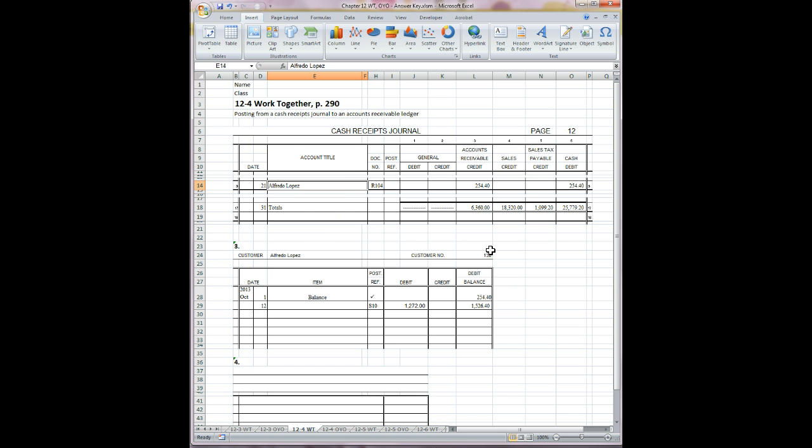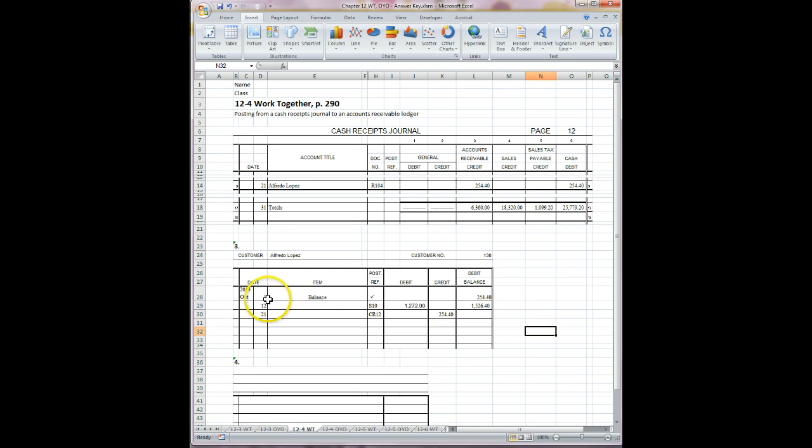Okay, so we are journaling line 9, right? That's right here. So this is on the 21st of October, so we're going to come in and put 21. Our post ref is going to be the page in the journal that it came from. It came from Cash Receipts Journal, page 12, right? Cash Receipts Journal, page 12. This is a credit. It's a credit of $254.40.